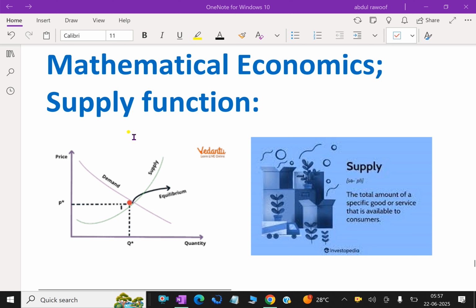In mathematical economics, let us discuss the supply function. The functional relationship between the quantity of commodities supplied and various determinants is known as the supply function. It is the mathematical expression of the relationship between supply and factors that affect the ability and willingness of the producer to offer the product. Mathematically, the supply function can be expressed as supply Sx equal to f of Px.